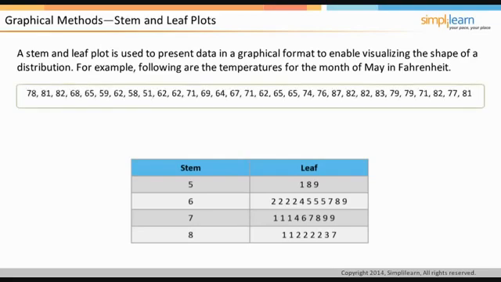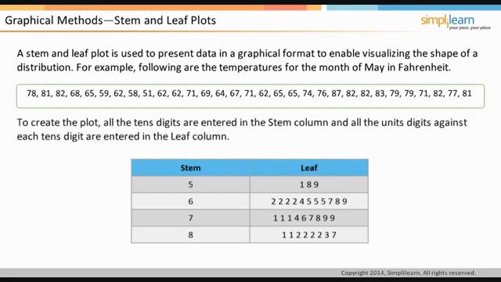In the example on the screen, the temperatures in Fahrenheit for the month of May are given. To collate this information in a stem and leaf plot, all the tens digits are entered in the stem column, and all the units digits against each tens digit are entered in the leaf column. To start with, the lowest value is considered. In this case, the lowest temperature is 51.